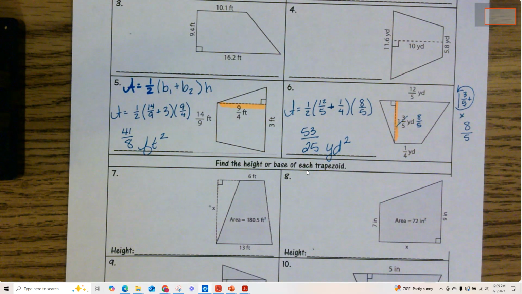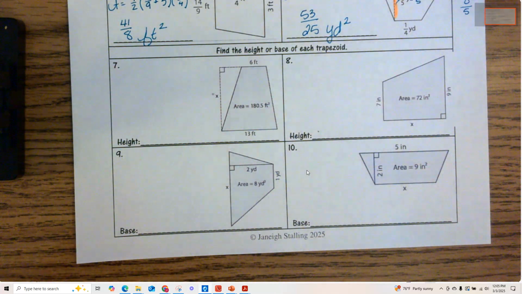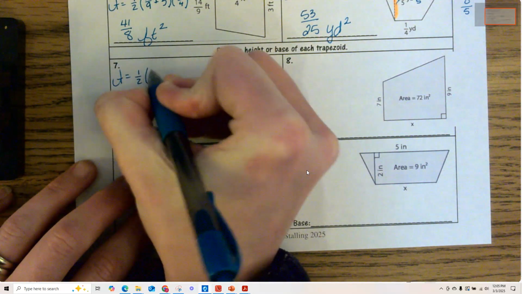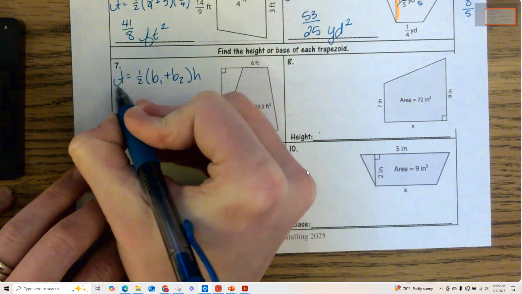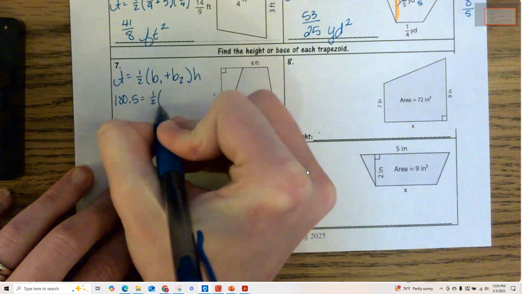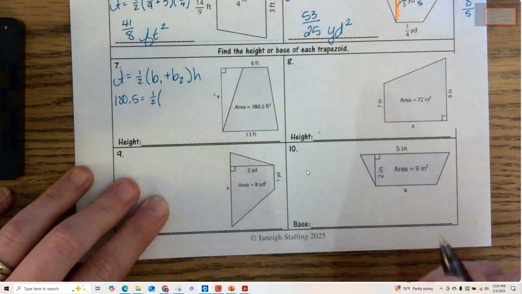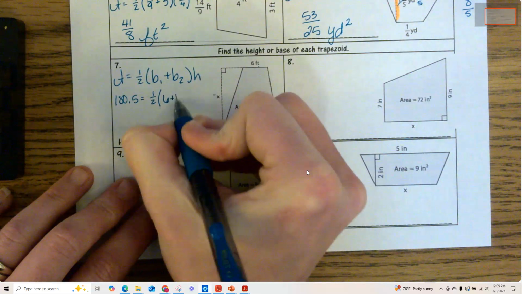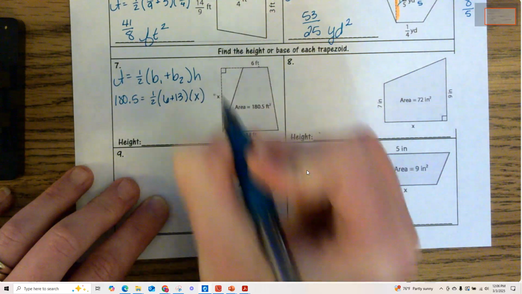All right, then we got to work backwards. So in number 7, we're looking for the height. So we're going to take that same formula that we've been using, and we're just going to fill in what we know. So we know the area, the big A, is 180.5. Base 1, and again, doesn't matter if 6 is base 1 or if 13 is base 1, as long as both of those are used for the bases. So 6 plus 13. And then the height, what we're looking for is x.